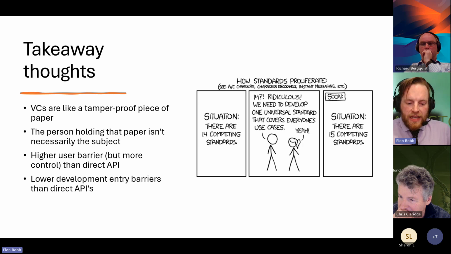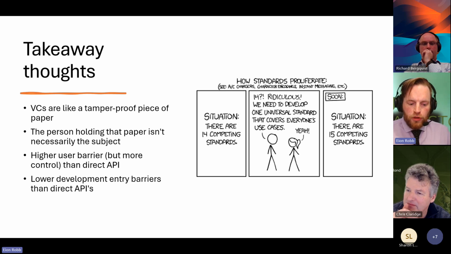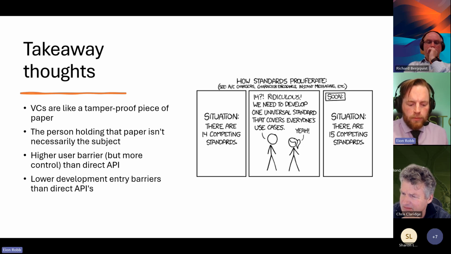As a developer who's used to server-to-server APIs, I felt that there was a higher barrier for the user, which, according to the pilot, didn't really affect the farmers, especially when they felt like they had more control over their data. So I felt like there was a higher user barrier, but I could see the development barrier was lower.